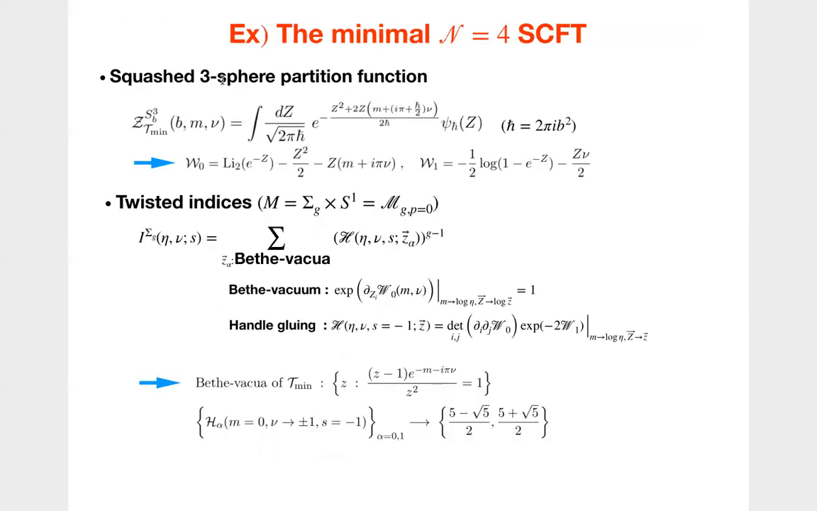So here is the example. For the minimal N=4 SCFT case, the sphere partition function can be written in this localization formula, and then using the formula we can obtain the twisted superpotential and this W1 part. And then if we extremize this twisted potential, there are two Bethe vacua determined by this algebraic equation, and in the degenerate limit this handle-gluing operator becomes these simple values.